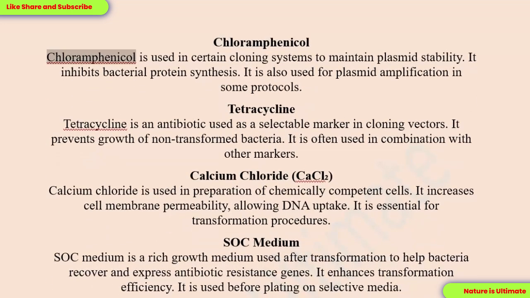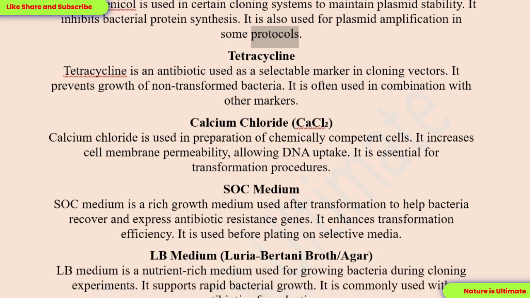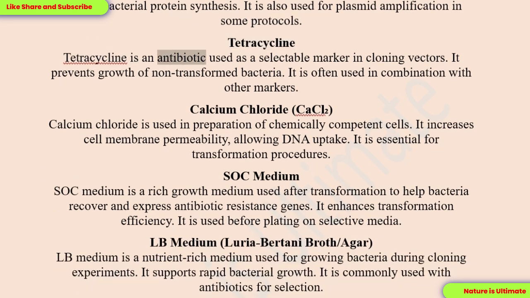Chloramphenicol. Chloramphenicol is used in certain cloning systems to maintain plasmid stability. It inhibits bacterial protein synthesis. It is also used for plasmid amplification in some protocols. Tetracycline. Tetracycline is an antibiotic used as a selectable marker in cloning vectors. It prevents growth of non-transformed bacteria. It is often used in combination with other markers.